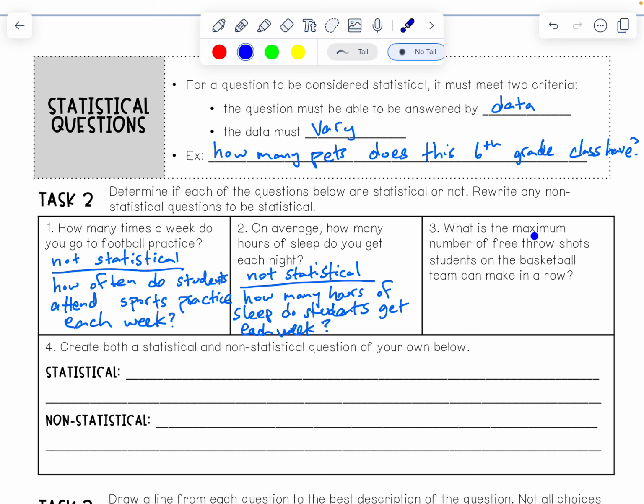Number 3, it says, what is the maximum number of free throw shots students on the basketball team can make in a row? Now, can you answer this with data? Yes, because it is about the maximum number of free throw shots people make. And also, will the answers vary? Yes, because you're asking multiple students. So this is statistical.